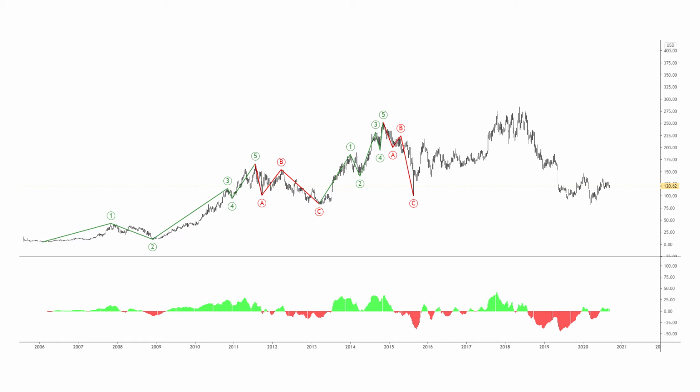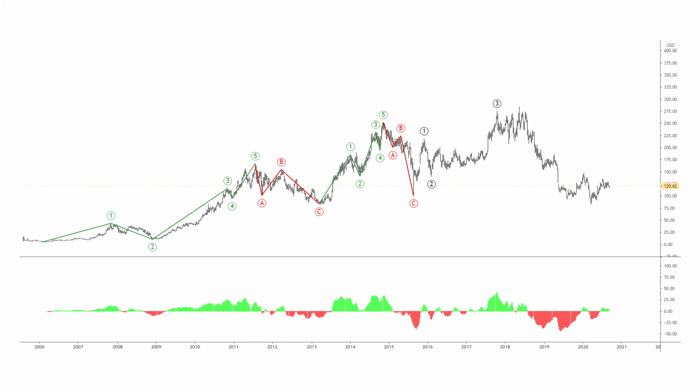Time for the final sequence of 5 impulse waves after this correction, starting with a very strong wave 1 and a textbook pullback into wave 2. You see that price action is narrowing down, forming a triangle or wedge, and breaks out bullish into the wave 3 top above the previous wave 5.